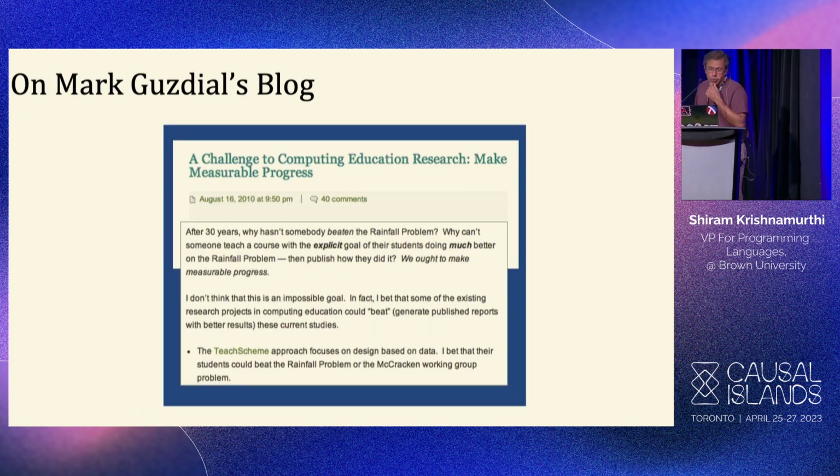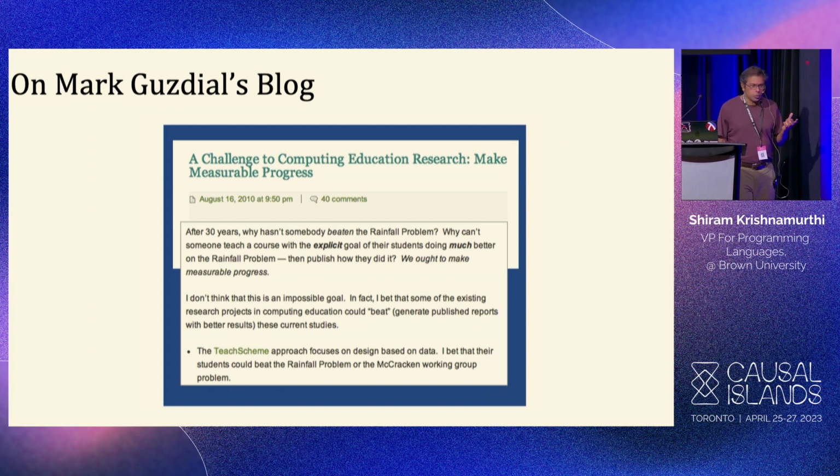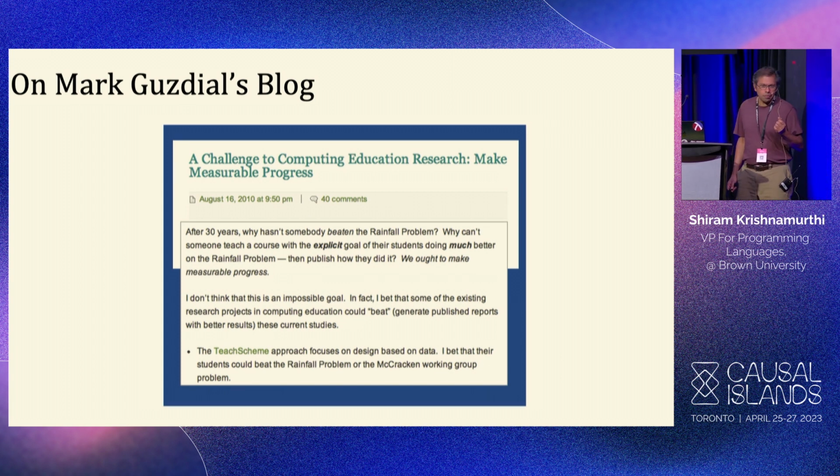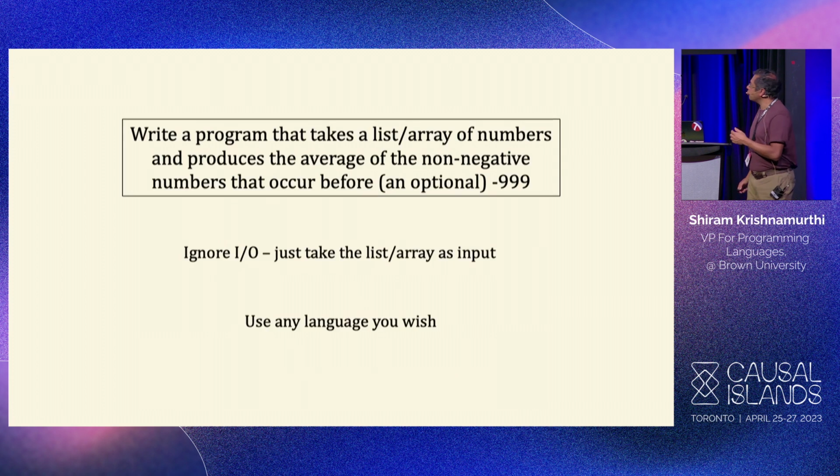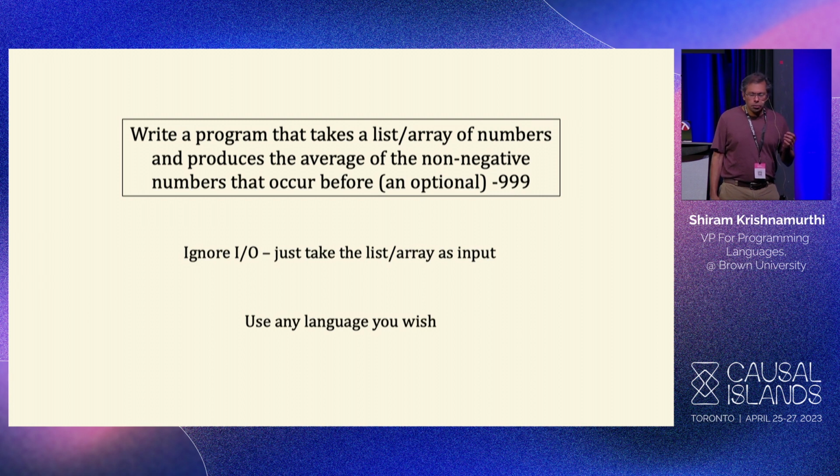In 2010, Mark Guzdial, a very well-known computing education researcher, noted that this rainfall problem is kind of notorious. It was first published in about 1984 by a guy named Elliot Soloway, and he was trying to use this to understand how students plan solutions. The problem was nobody could implement it correctly, so he never got around to looking at planning. He's like, I don't know what's going on. Nobody can even implement it, never mind what kind of plan they use to implement it.